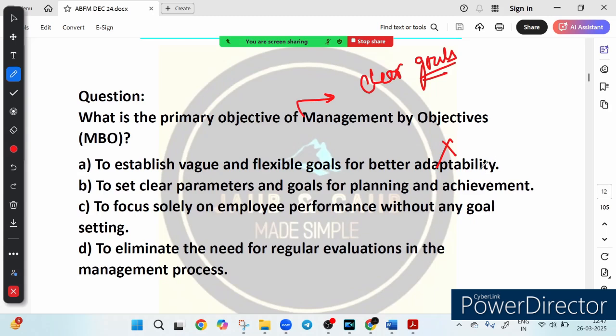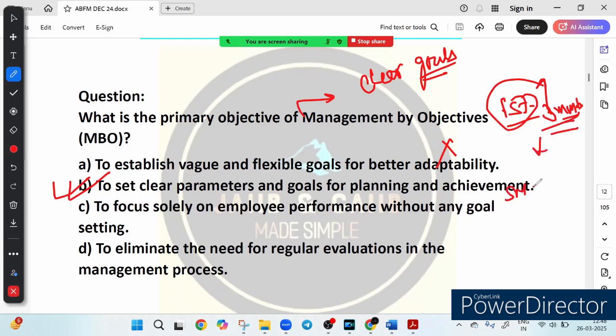Option number B, to set clear parameters and goals for planning and achievement. Yes, this is the correct answer. Because MBO is about defining clear goals for employees and the organization. For example, a company may set a goal to increase sales by 15% in the next 3 months. Right, this is the goal that the company has set. So the goal is SMART.